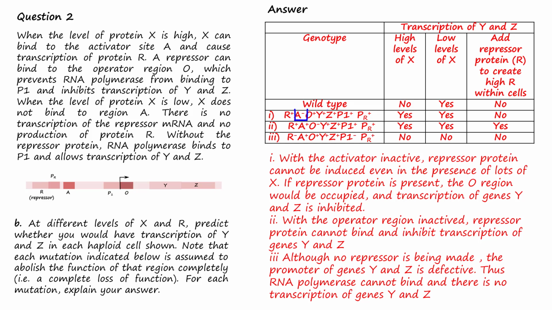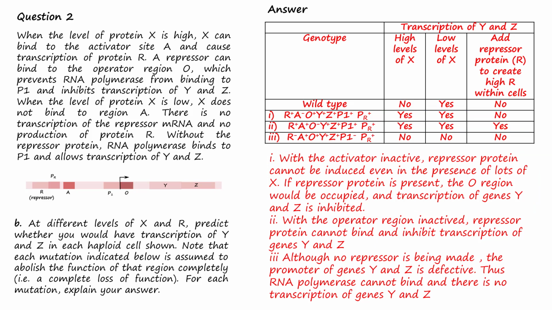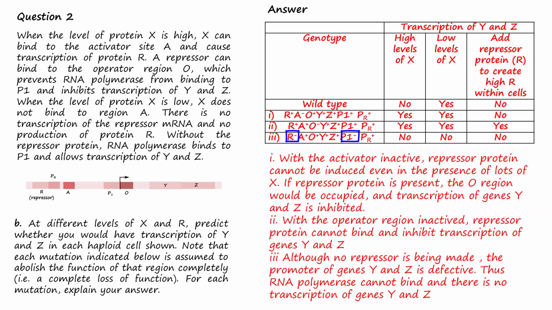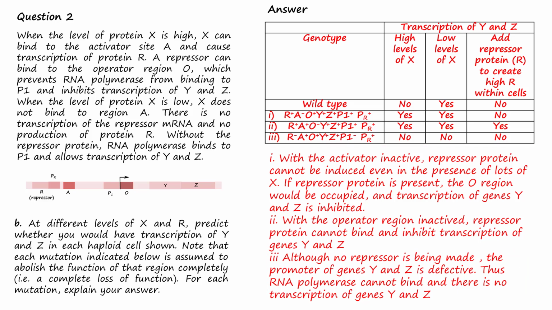Answer: in mutant 1, the activator is non-functional, so R cannot be induced even when X is high. Therefore, Y and Z are transcribed unless repressor protein is artificially added. In mutant 2, the operator is non-functional, so the repressor cannot bind. Y and Z are transcribed in all conditions. In mutant 3, the promoter is defective. RNA polymerase cannot bind, so Y and Z are never transcribed.